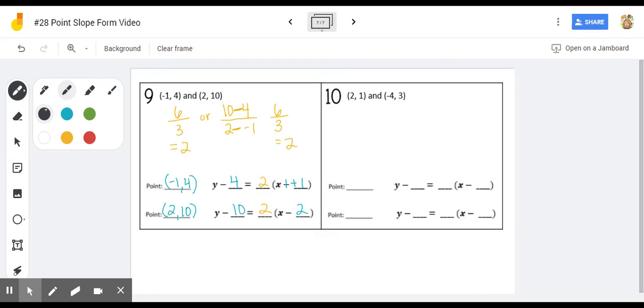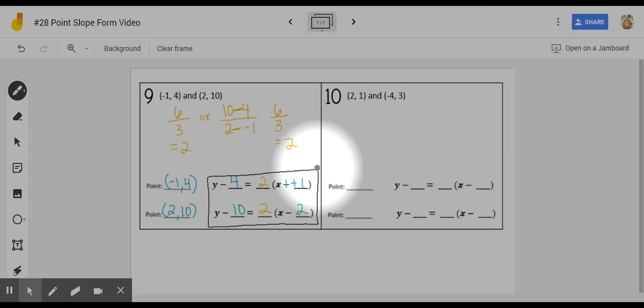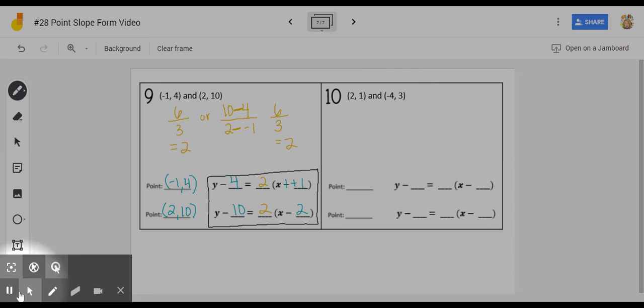And remember, guys, only one of those is necessary. Please don't give me double the trouble. I only want one of those two written as your final answer. So you pick which point you would like to use. That's kind of nice. All right, now let's try number 10. Again, in order for us to write this point slope form, I already have 2 points. I need to find the slope.